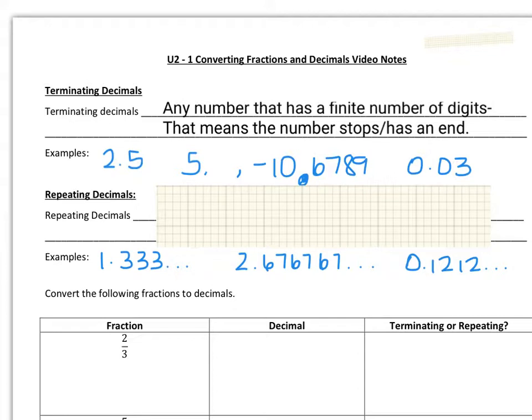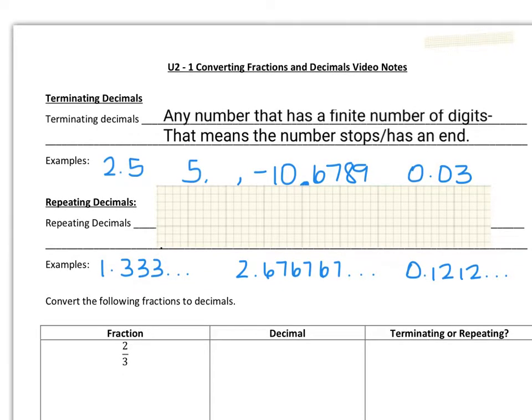So if you remember what repeating decimal notation looks like from a few years ago, 1.333... we can write as 1.3 with a bar over it. That bar means that the 3 repeats. 2.676767... we can write as 2.67 with a bar over it. That means the 6-7 continues to repeat. And then 0.1212... we can write as 0.12 with a bar over the 12. So we only draw the bar over those digits that are repeating.